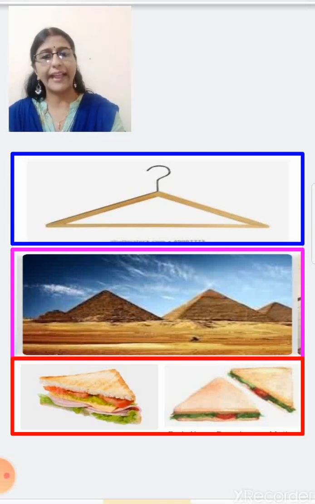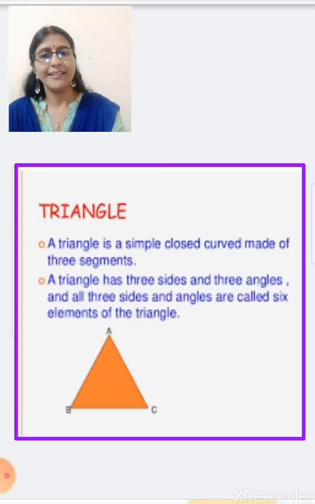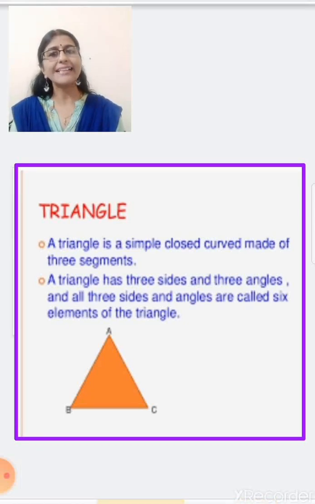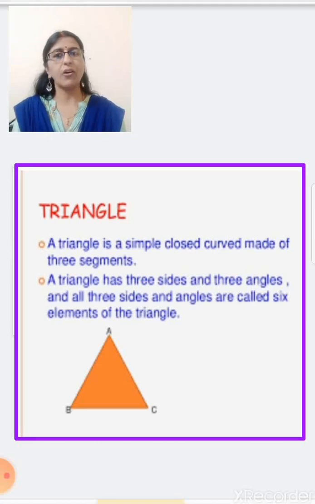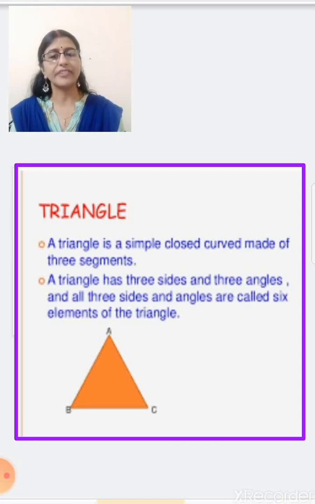Now what is a triangle? A triangle is a simple closed curve made of 3 line segments. A triangle has 3 sides, 3 angles and 3 vertices also. So these all are called the elements of a triangle. So there are totally 9 elements of a triangle.